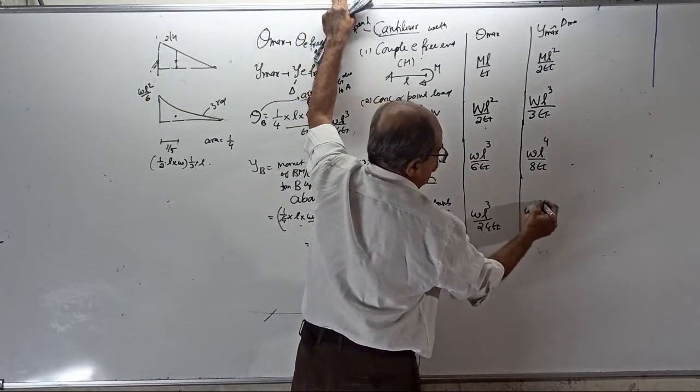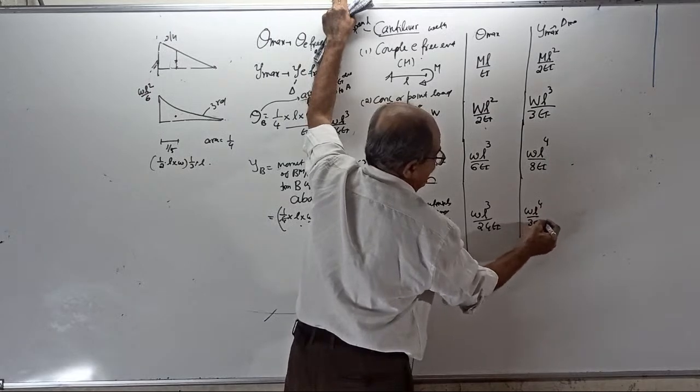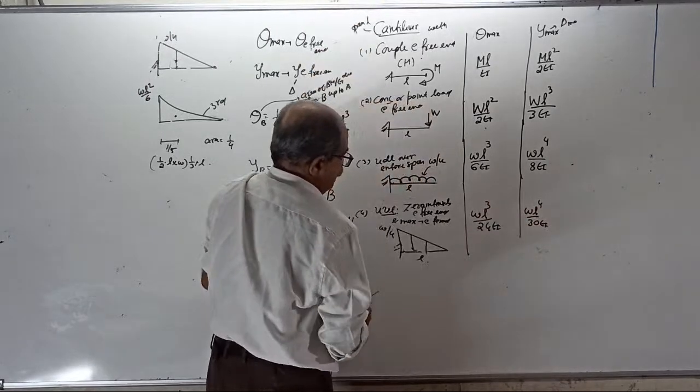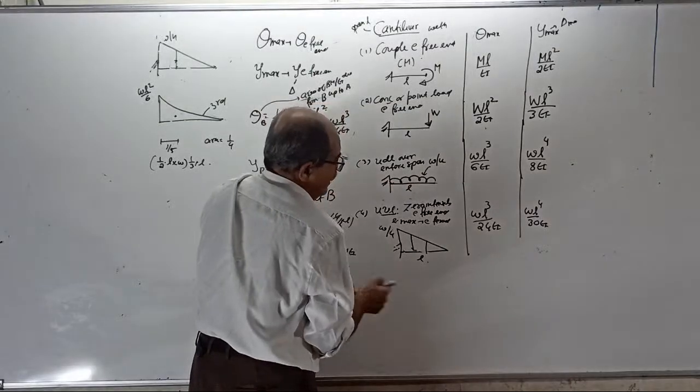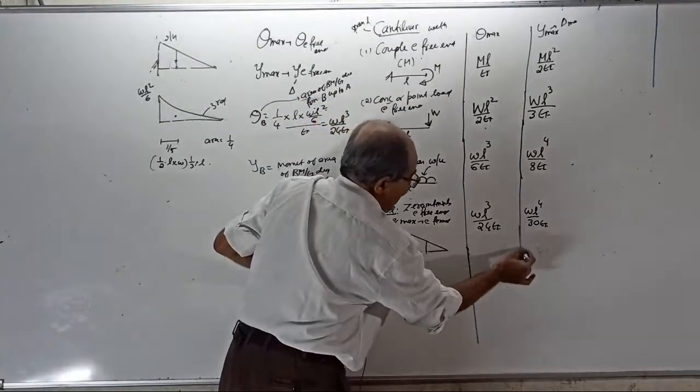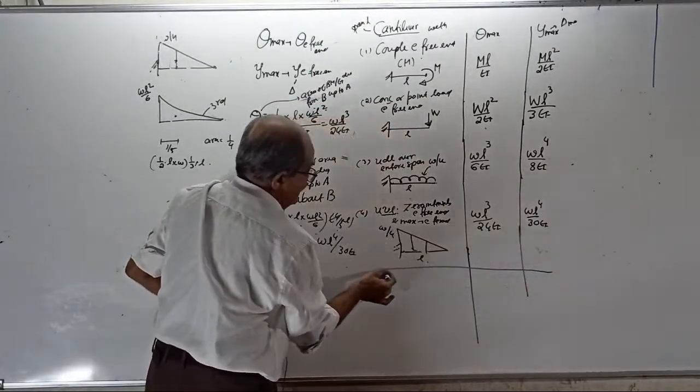WL power 4 by 30 EI. Okay, now all this clear, tell me. All this clear means I will go to special case then.